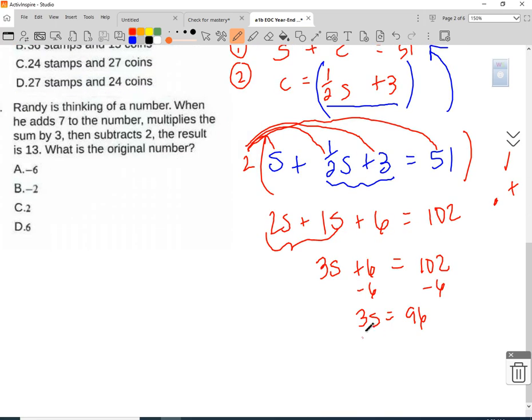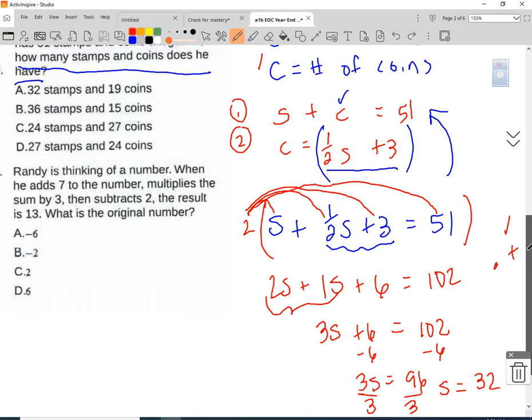We undo the multiplication by dividing. And so now we know that S equals 32, which means the number of coins is 32. They ask you to find the number of coins and stamps, but looking at a multiple choice selection, this is the only one that has 32 stamps. But to make sure that it didn't mess something up, I think that S is 32. 32 plus 19 is 51, so I'm feeling pretty confident that that would be my solution.